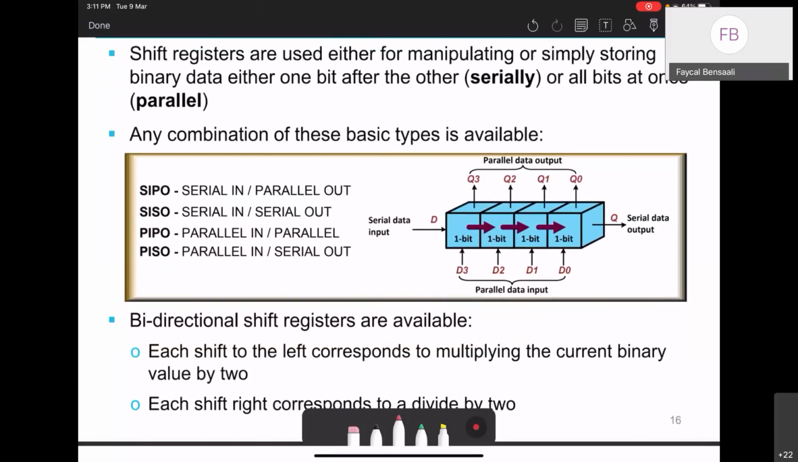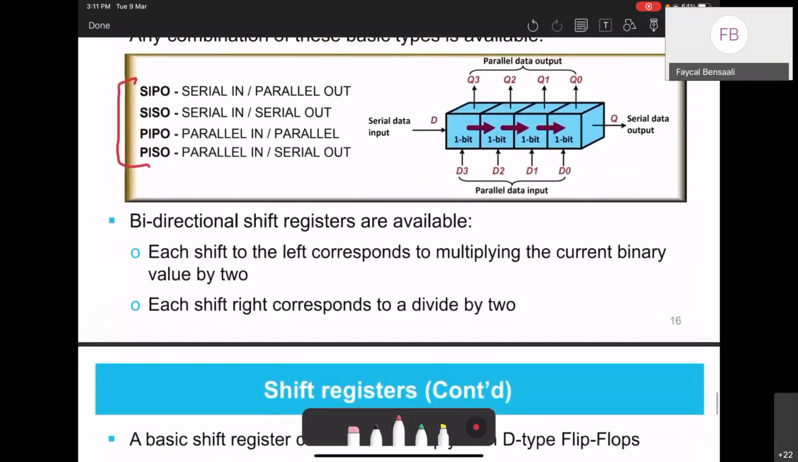And then the way we connect them will be different, so we can have different types. We can have 4 types of shift registers. We have the serial in, serial out shift register. We can have the serial in, parallel out. We can have the parallel in, parallel out, and we can have the parallel in, serial out. This, of course, will depend on inputs and outputs. So what do we mean by serial in, serial out?